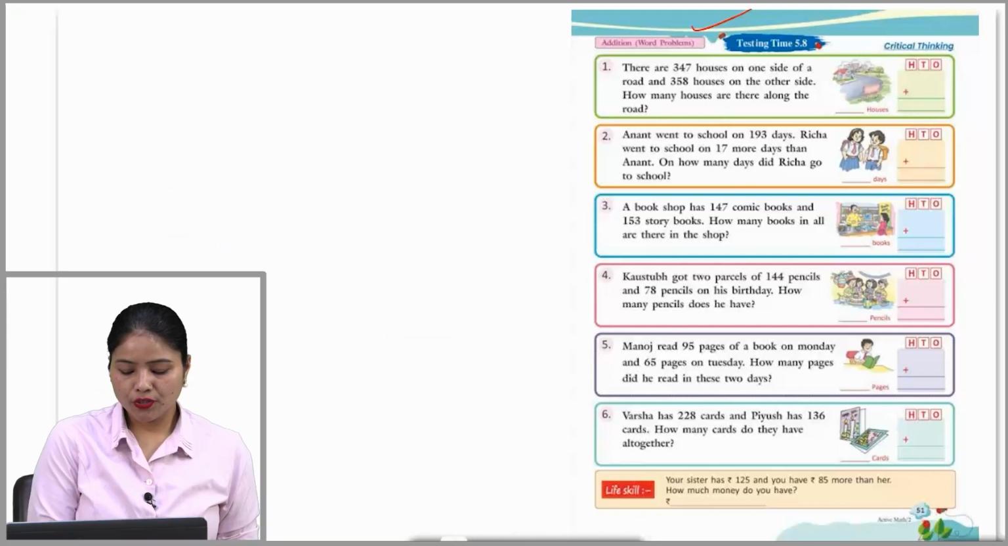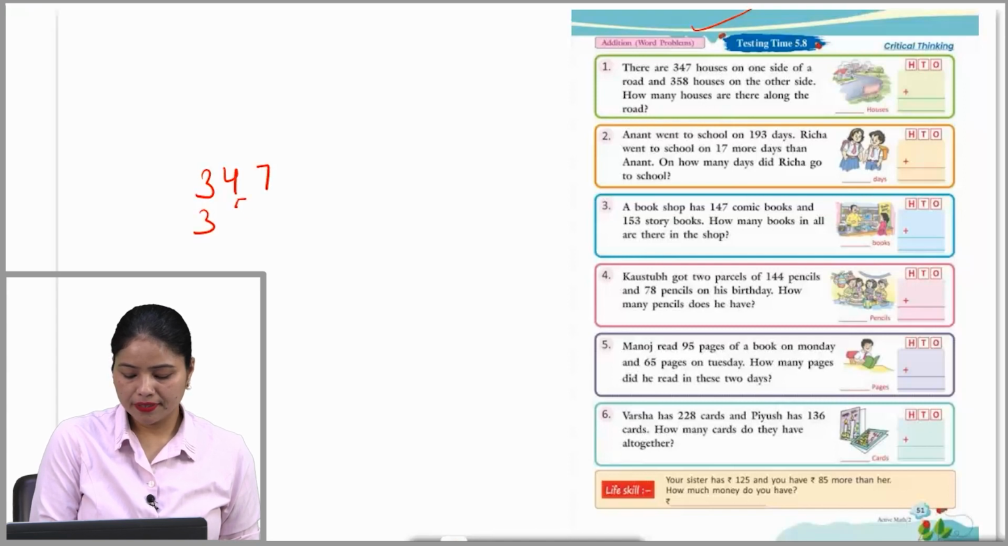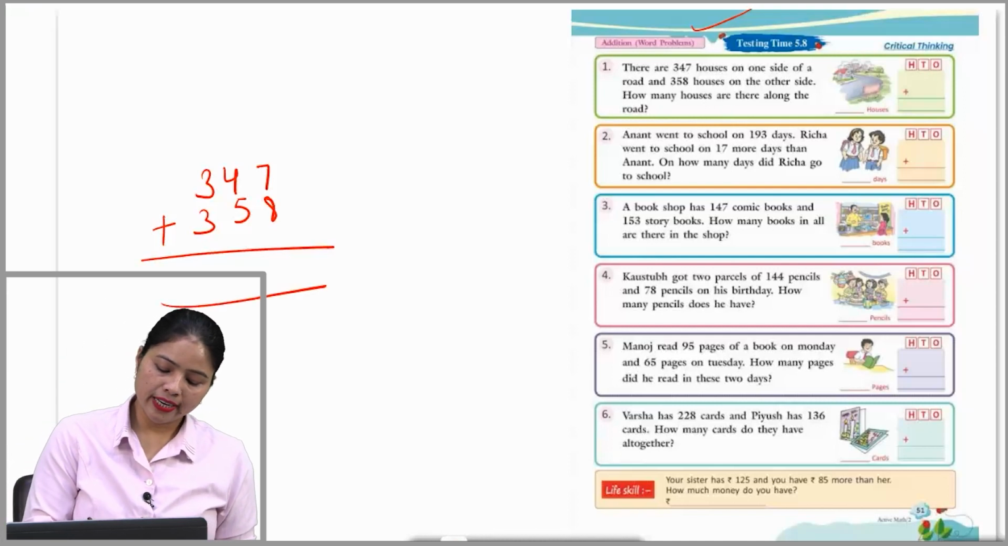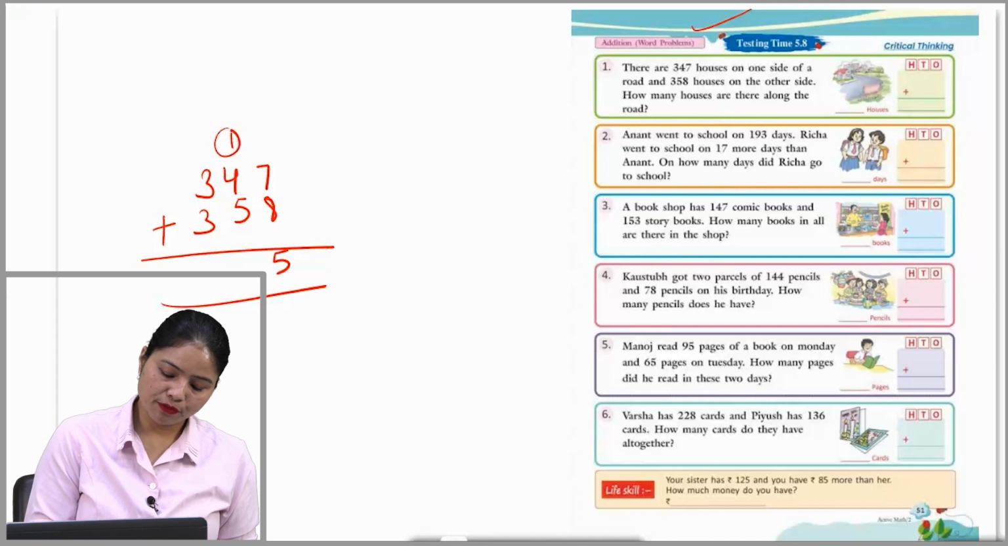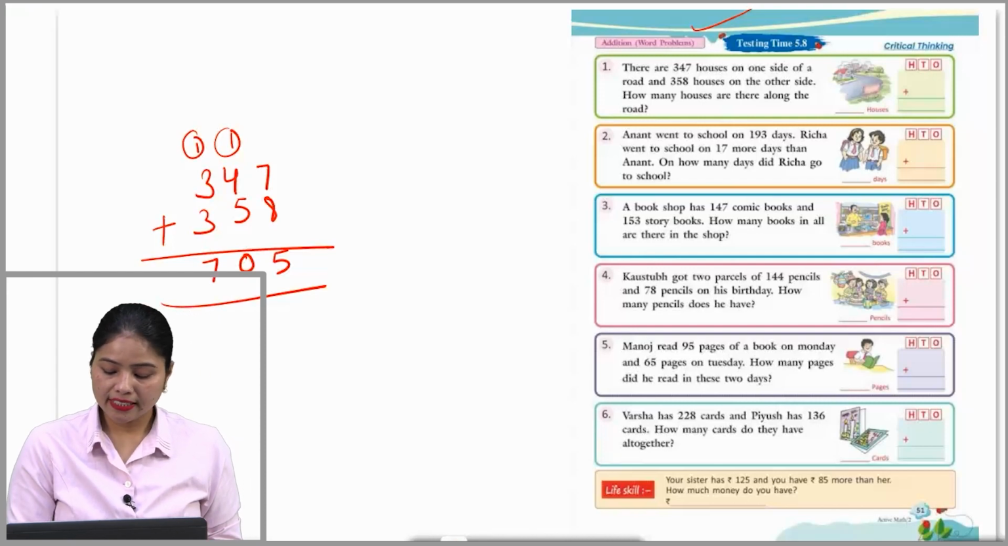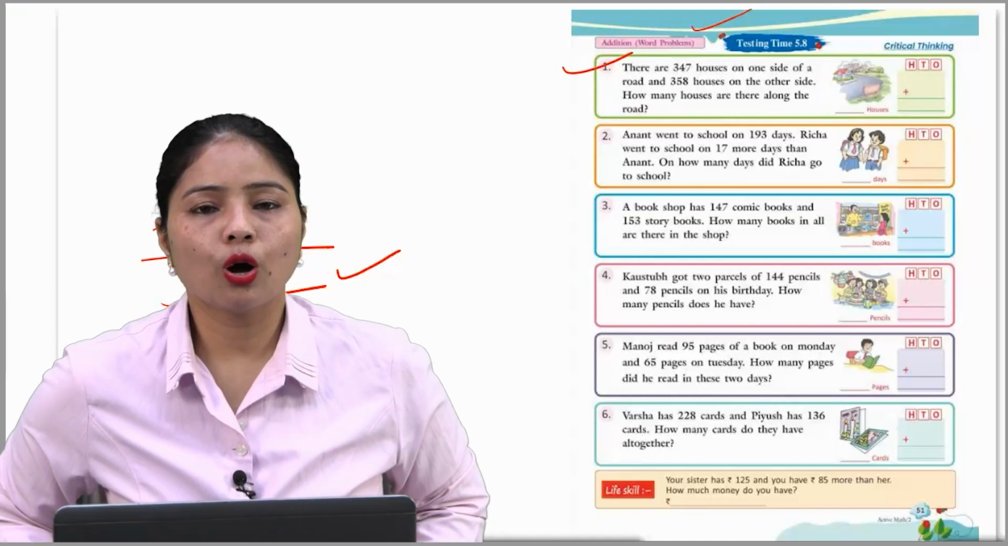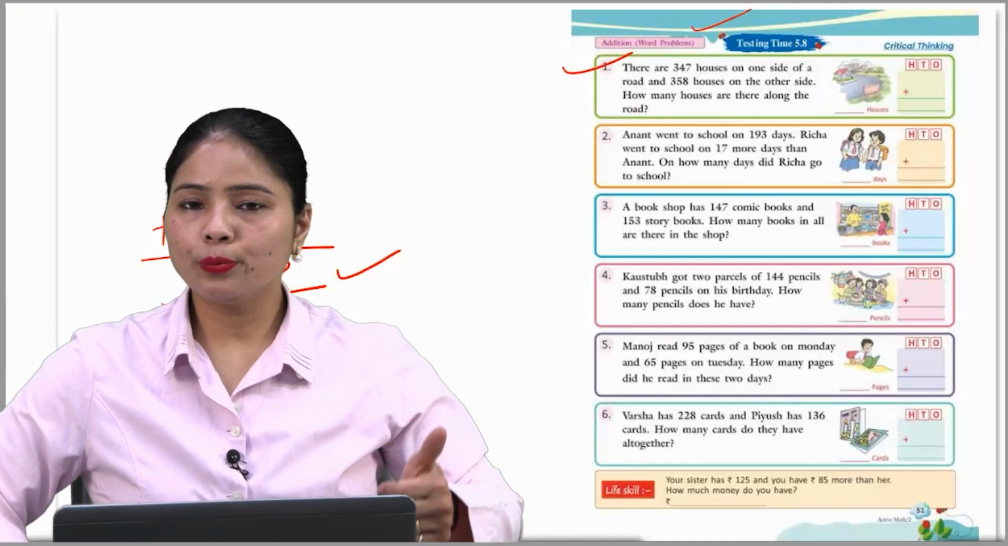Let's see. 347 and 358. So add both the numbers to get the value. So 7 और 8, 15 का 5, carry 1, 5 plus 4, 9 और 1, 10 का 0, carry 1, 3 3, 6 and 7. So we can say that there are 705 houses altogether. Okay, I hope you understood well.